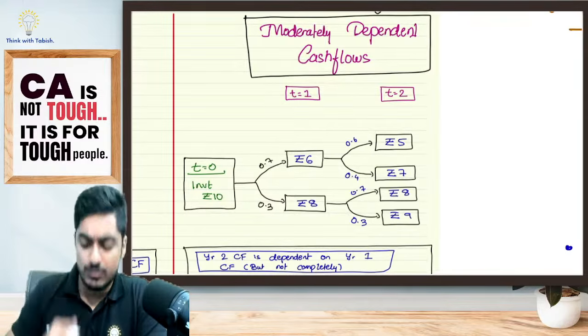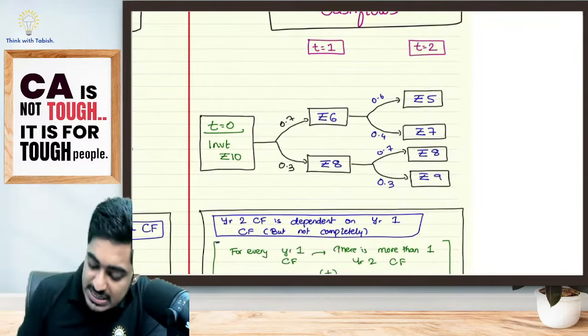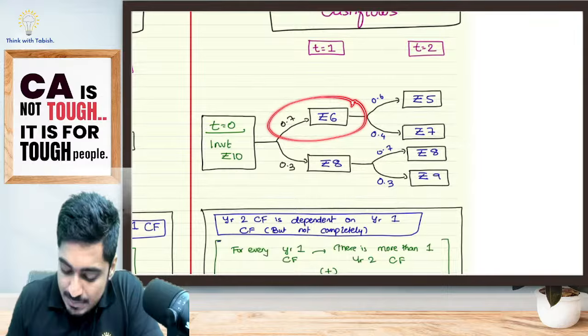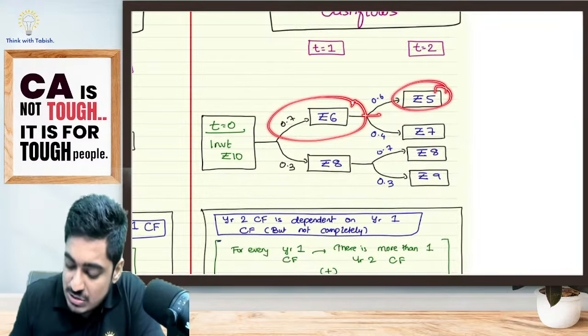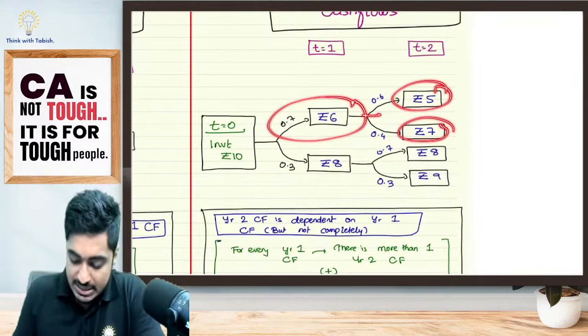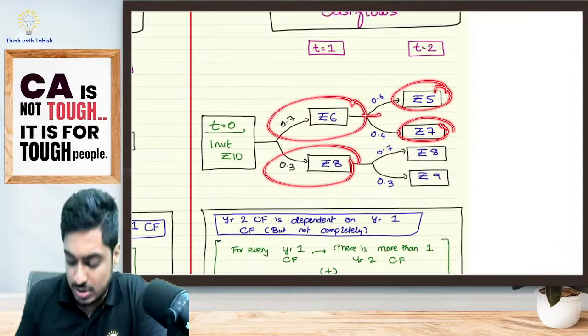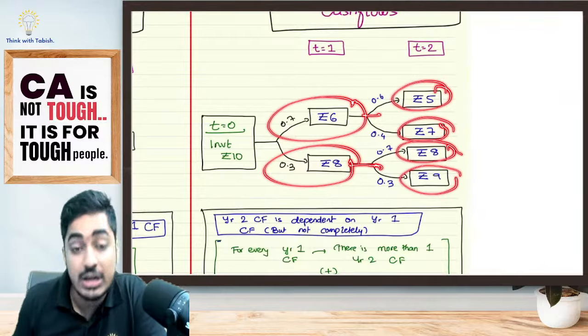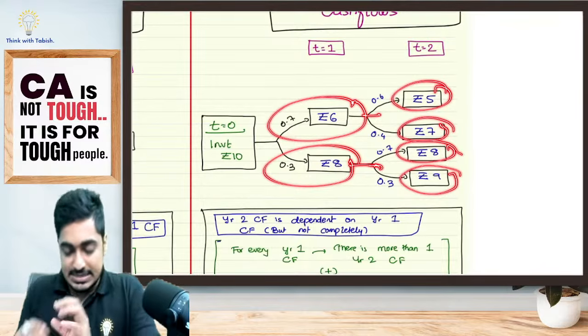It is dependent, but not fully. Look at this. If year 1 is bad, that is year 1 6 rupees only you got, year 2 is also bad only. But year 2, what all can happen? It can be 5 rupees or 7 rupees. Is this clear? If year 1 is good, that is 8 rupees I got, year 2 is also good. But how much good? Can be 8 rupees or 9 rupees. Is this clear?